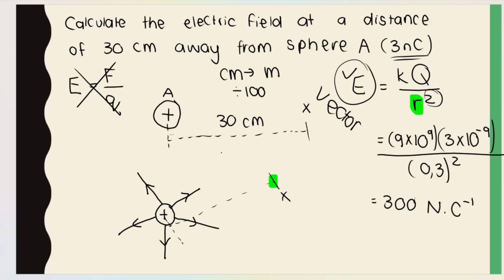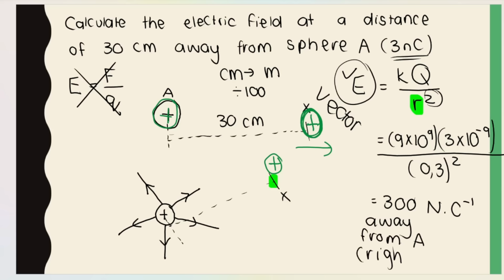So what that definition is telling me is, if I had to put a positive test charge over here, which way would it move? If I had to put a positive test charge at this point here, which way would it move? Well, because this is a positive test charge, and A is a positive, it will move to the right. It will move away from sphere A. So you can say away from A, or you can say to the right, because in this diagram, it would move that way.